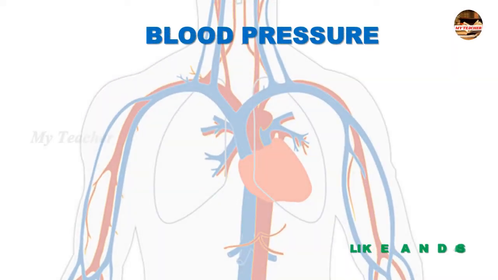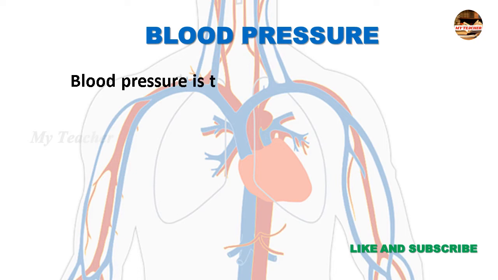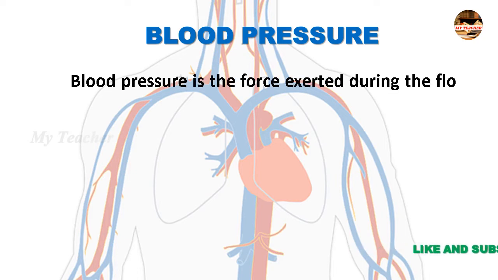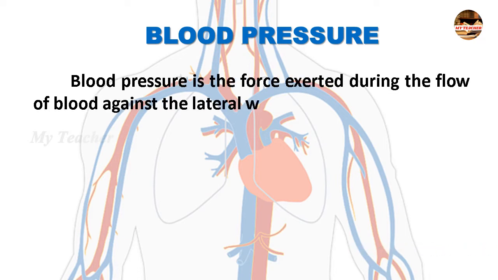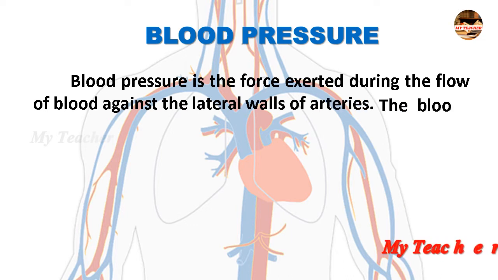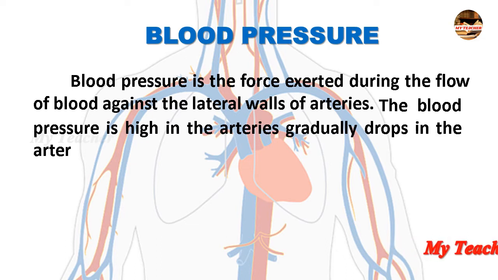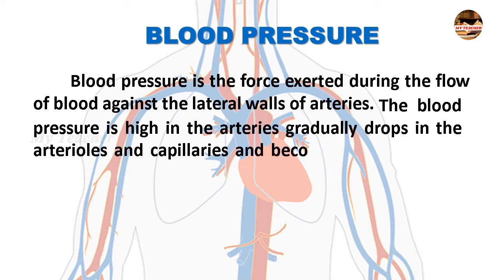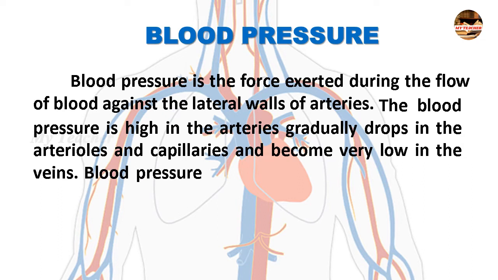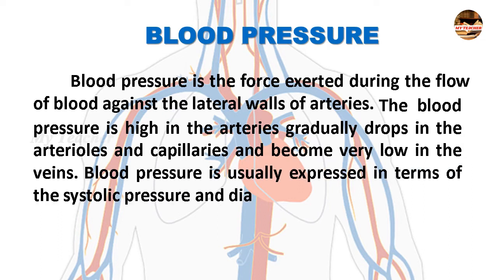Blood pressure. Blood pressure is the force exerted during the flow of blood against the lateral walls of arteries. The blood pressure is high in the arteries, gradually drops in the arterioles and capillaries and becomes very low in the veins. Blood pressure is usually expressed in terms of the systolic pressure and diastolic pressure.